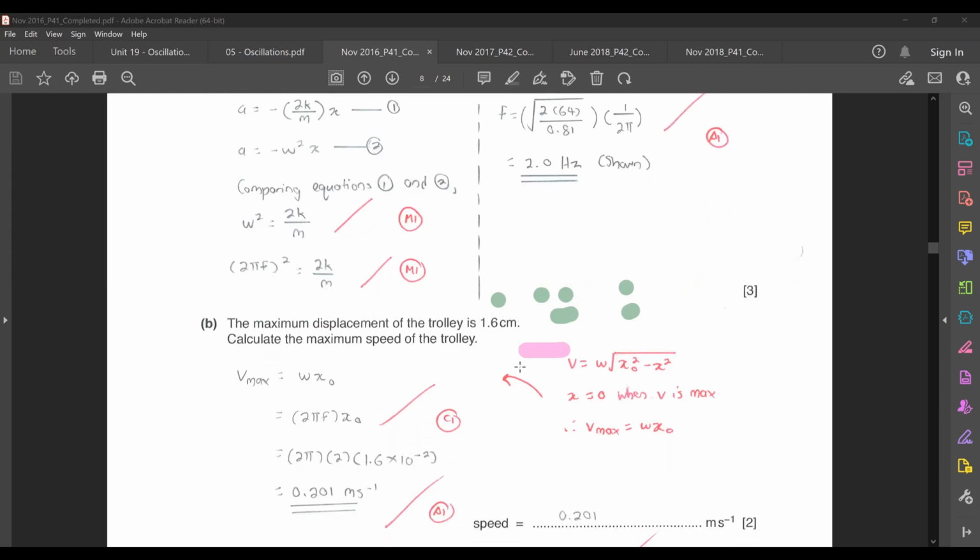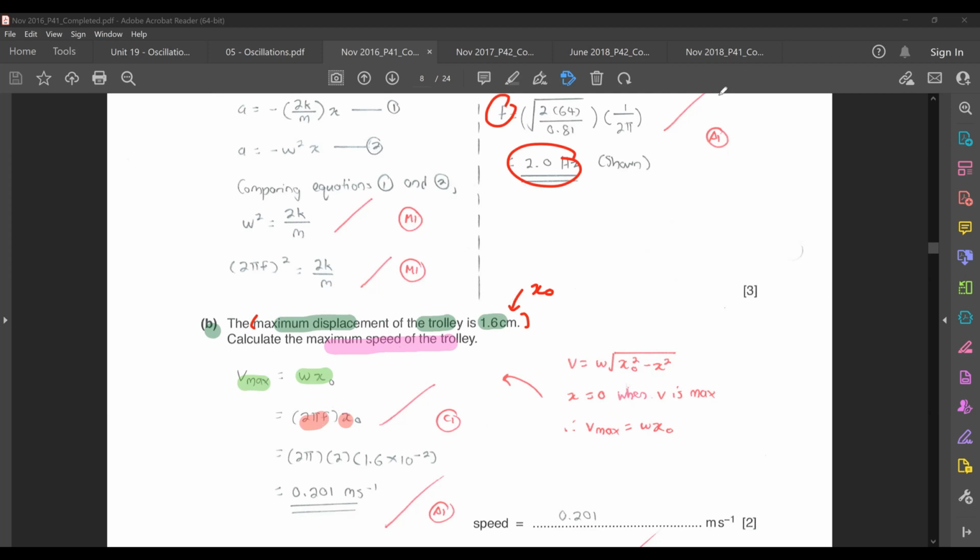Okay, then in part B here, they say that the maximum displacement of your trolley is 1.6 centimeter. Calculate the maximum speed of your trolley. Okay, what's the maximum speed of your trolley? So v max is, as mentioned before, omega x naught. Okay, so right now, they already did tell you your maximum displacement of trolley is 1.6 centimeter. This one will be your x naught. This is your amplitude. Your omega is not given, but you do know the value of your frequency. So frequency as before, just sub it out as 2 pi f, multiply with x naught.